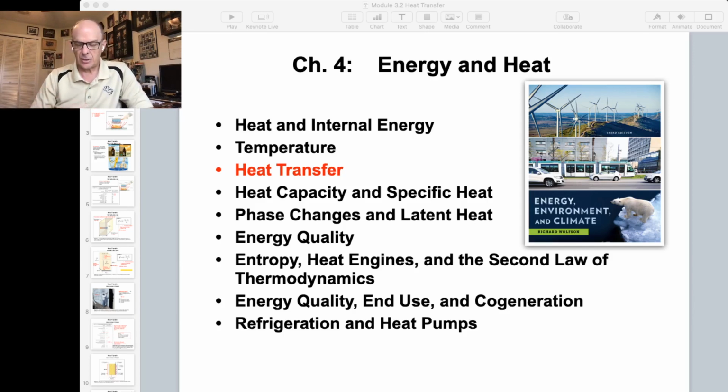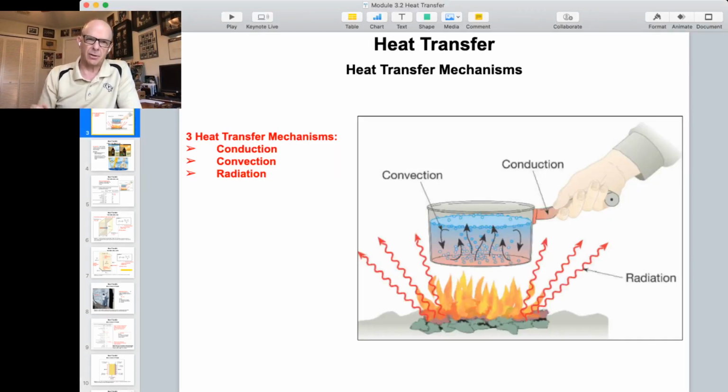So, heat transfer, the transfer of thermal energy from one location to another location, is the topic of this part of this module. And there are basically three different mechanisms that we're going to be talking about for heat transfer: conduction, convection, and radiation. So for thermal energy to get from one thing to another thing, or from one place to another place, it's going to happen through one of these three mechanisms.